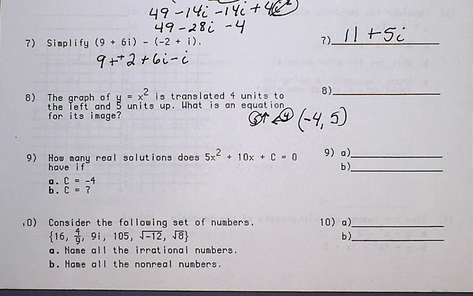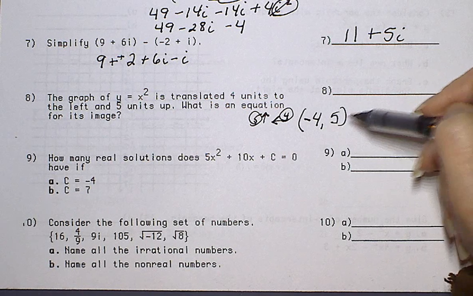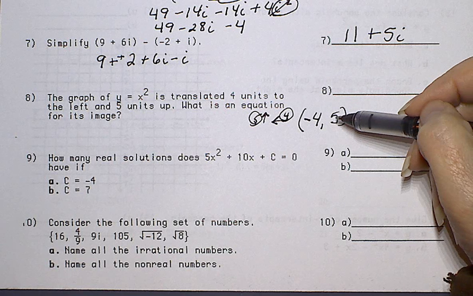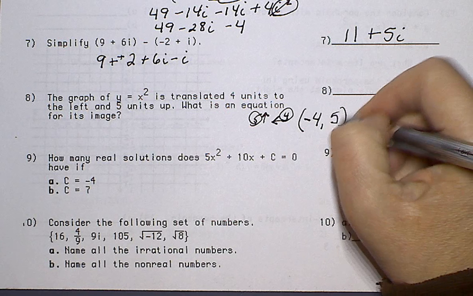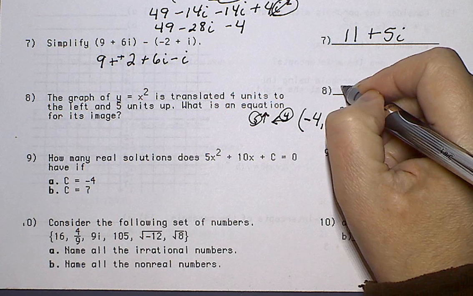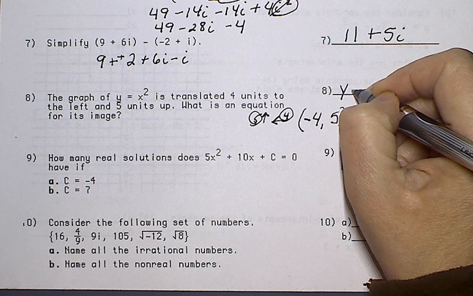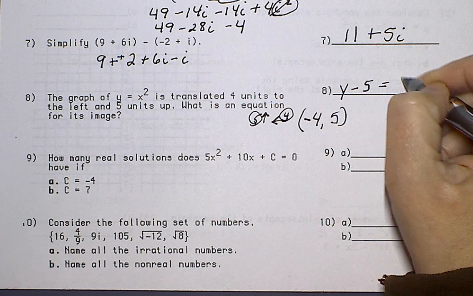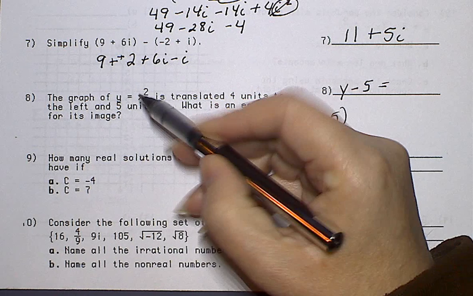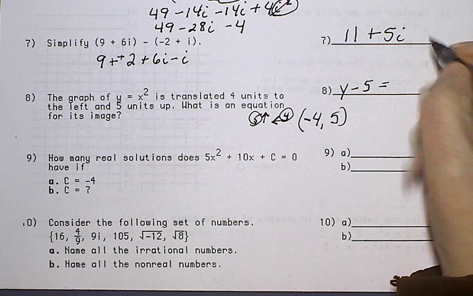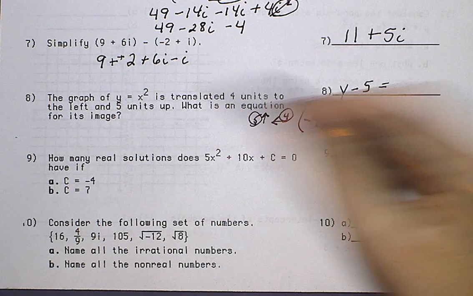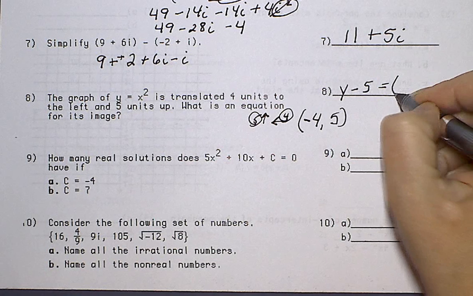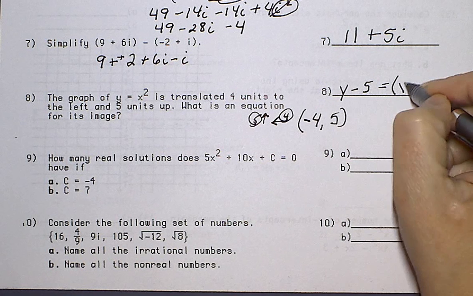So now what we do, this is our vertex, so what you would do is put it into vertex form. So what's in your y spot is 5, and it goes opposite. So you have y minus 5 is equal to your a, which is 1, so say that. So a is 1, and so you leave that, so you have x, negative 4, so your opposite, plus 4 squared.